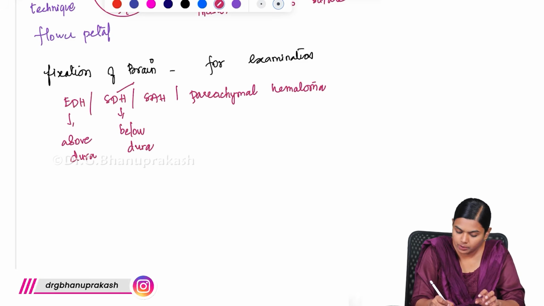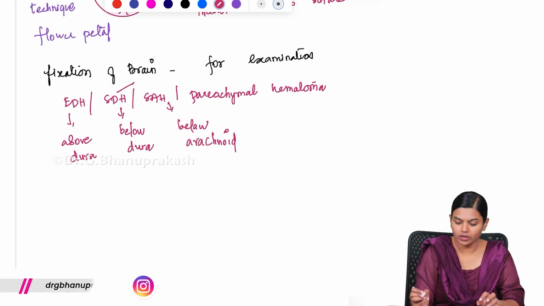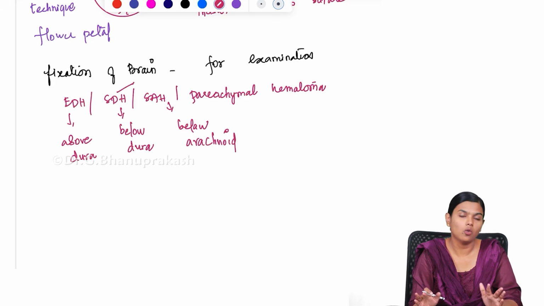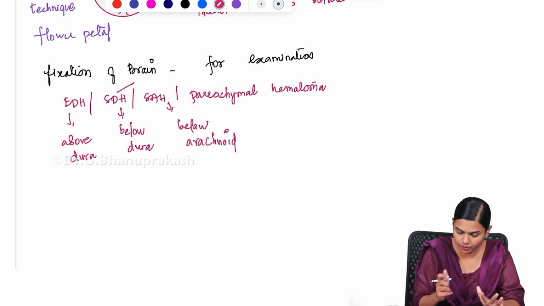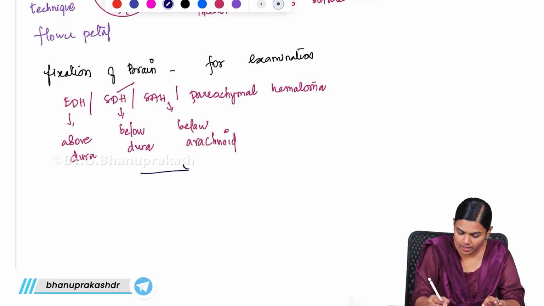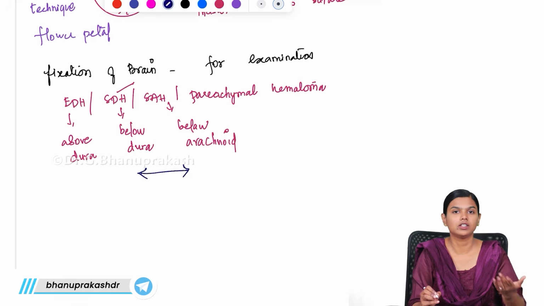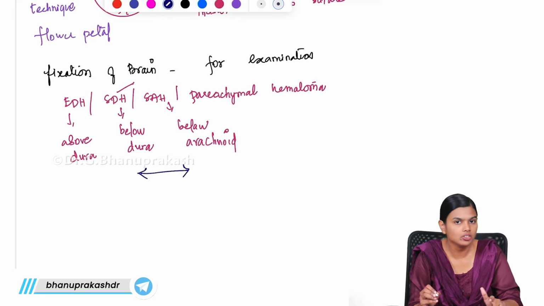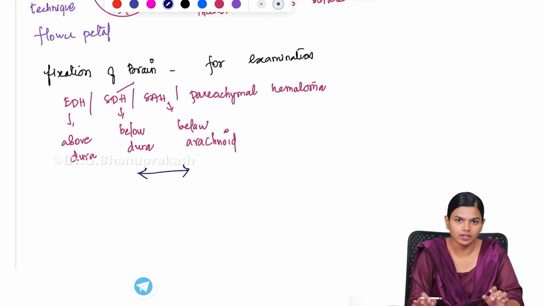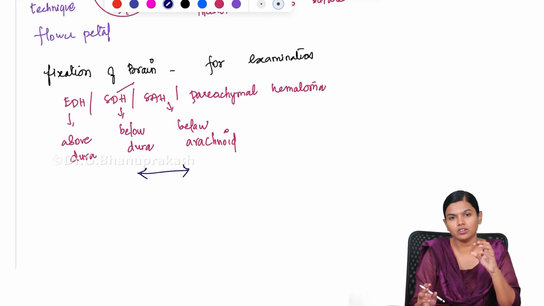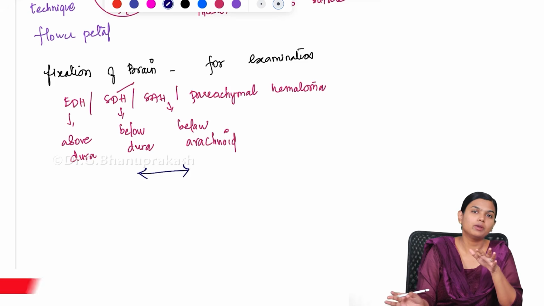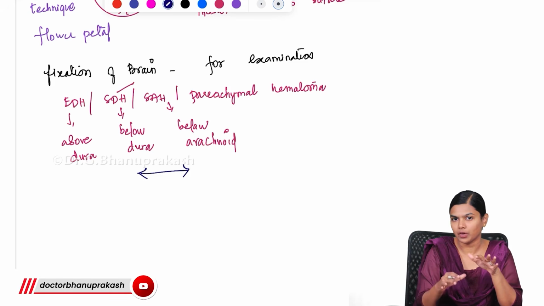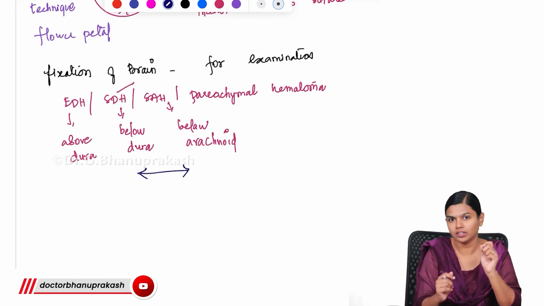Now, if it is beneath the arachnoid layer, then you can say it is an SAH. Now, what the issue is that you will be confused between these two, SDH and SAH. EDH you can easily identify. But if it is an SDH or SAH, you have to do something to find out. So this arachnoid is a very transparent thin layer. It will be closely attached to the brain parenchyma. You will not be able to see it separately like your dura.